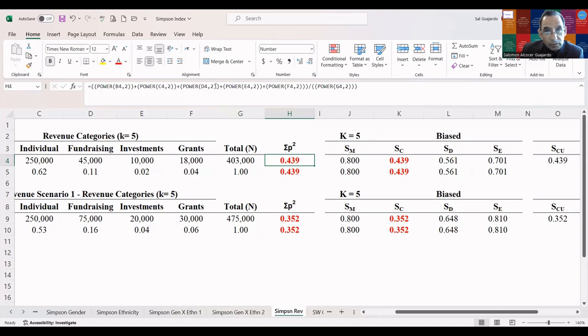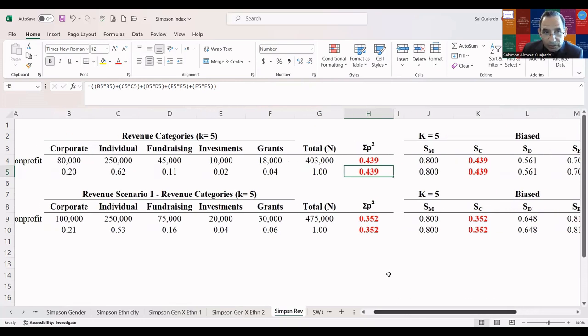That is equivalent and identical to what I would get if I used the frequencies and squared them using the power function, summing the subproducts of each cell, and dividing that by the total revenue, which is 403,000 times 403,000. The number gets awfully large. Again, that's 0.43. The interpretation of this concentration index means that if I randomly select revenue dollars, they will be of the same revenue source.